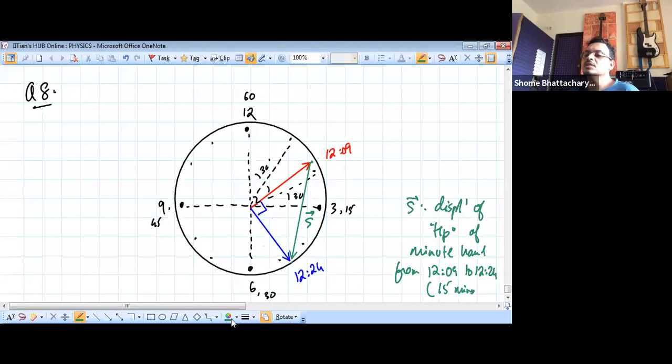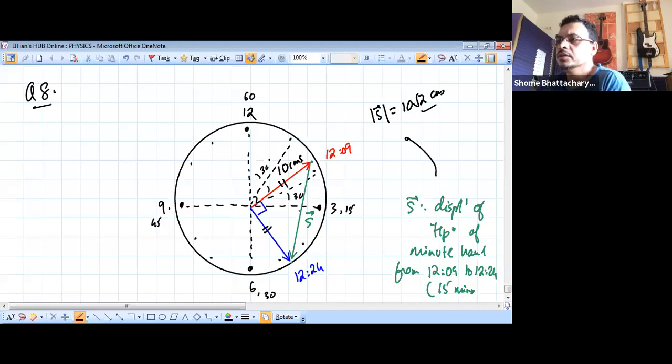Okay. So now it's very easy. You can see that in this triangle, this side is equal to this side, which is 10 centimeters. So the magnitude of the displacement should be how much? It should be 10 root 2 centimeters, because it's the hypotenuse of a right angle isosceles triangle. But a very simple calculation.